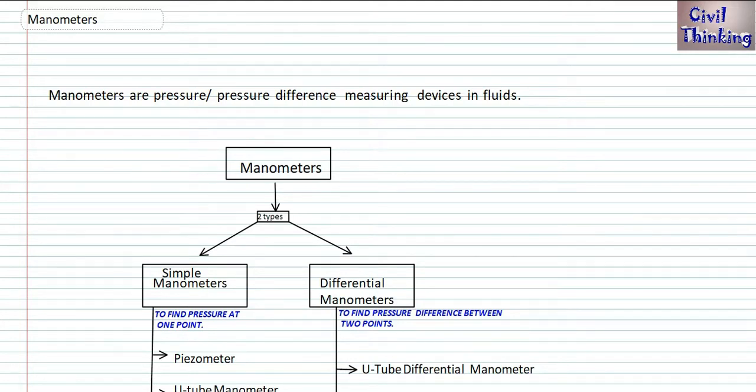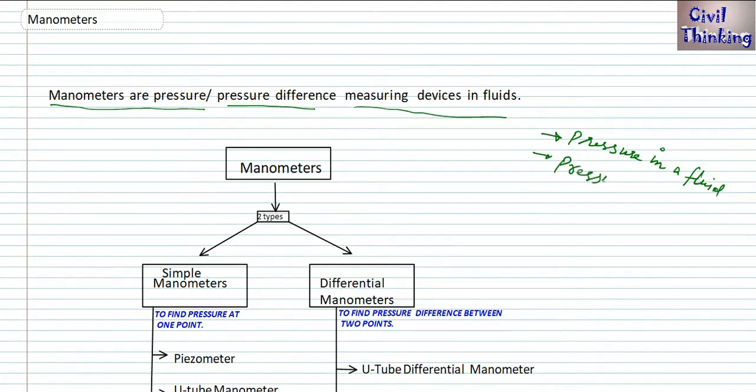Now, what are manometers? Manometers are pressure or pressure difference measuring devices in fluids. So with the help of manometers you can measure two things: either you can measure the pressure in a fluid, or you can find the pressure difference between two fluids.